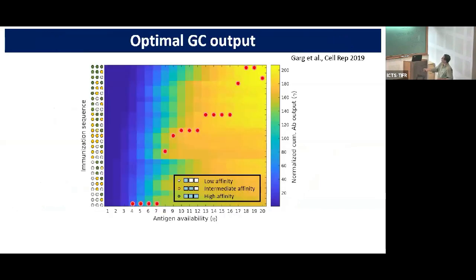So you can now decide what is the optimum sequence, and it turns out if you have low antigen availability, then low affinity antibodies are the best ones. If you have the highest antigen availability, then you might have the liberty of using high affinity antibodies and producing both higher affinity responses and higher magnitudes of those responses.